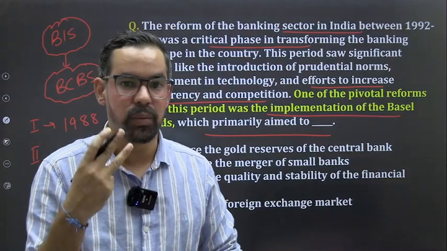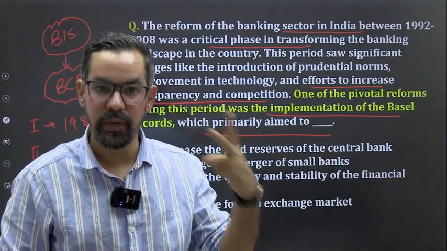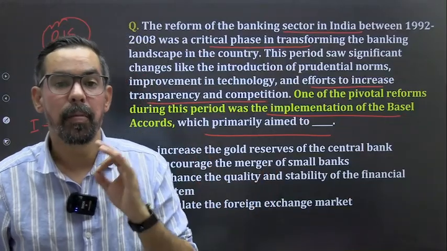So we have three pillars of Basel. Pillar 1, minimum capital requirement. Pillar 2 is the supervisory review process, and Pillar 3 is market discipline.